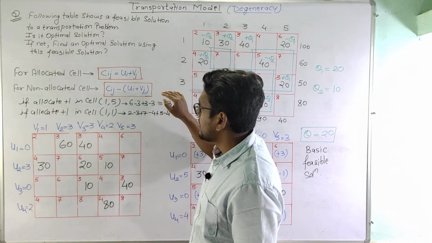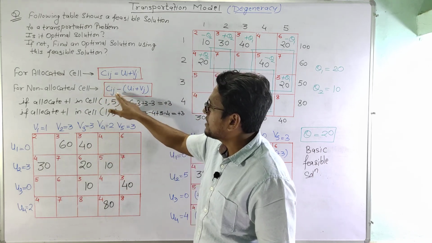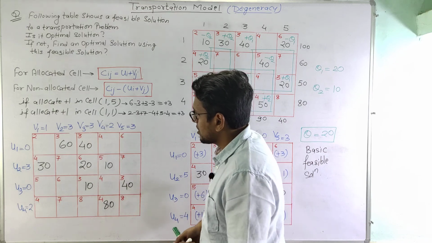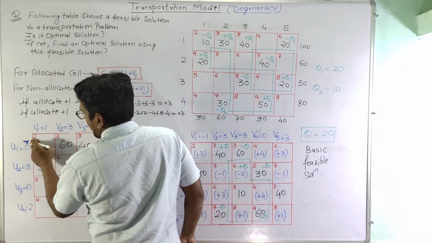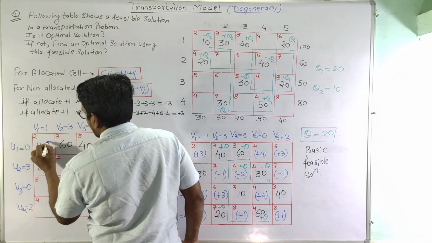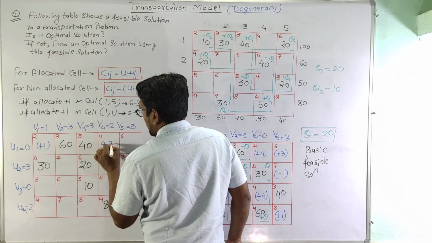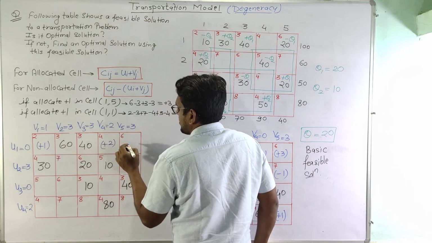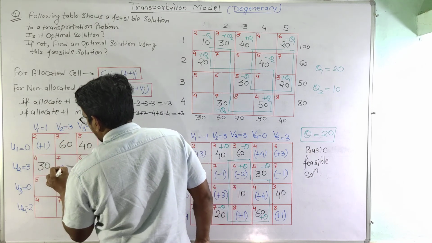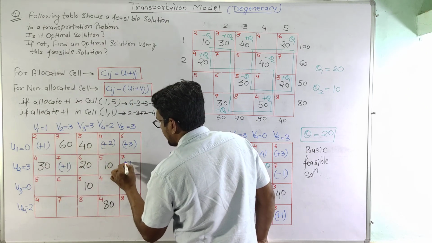Now we need to calculate the values at non-basic cells, that is Cij, unit transportation cost, minus of ui plus vj. So let us quickly calculate this. So for this cell 2 minus 0 plus 1, that means 2 minus 1, so this will be plus 1. 4 minus 0 plus 2, that means 4 minus 2, plus 2. 6 minus 0 plus 3, that means plus 3. 7 minus of 6 is plus 1. 7 minus of 6 is plus 1.